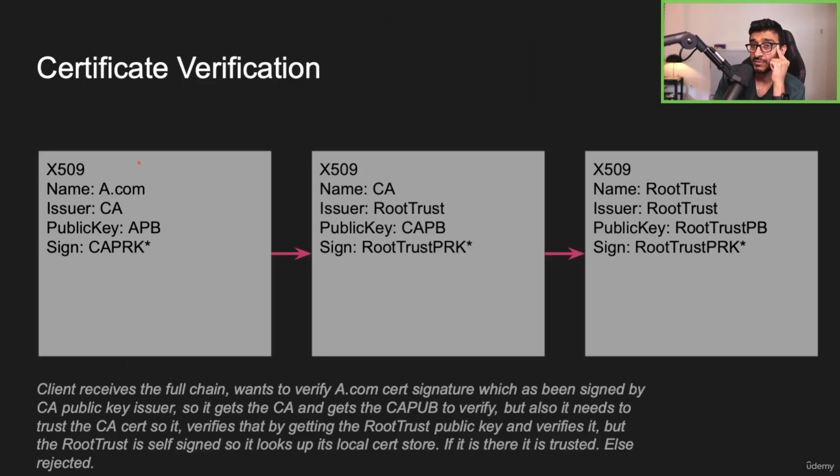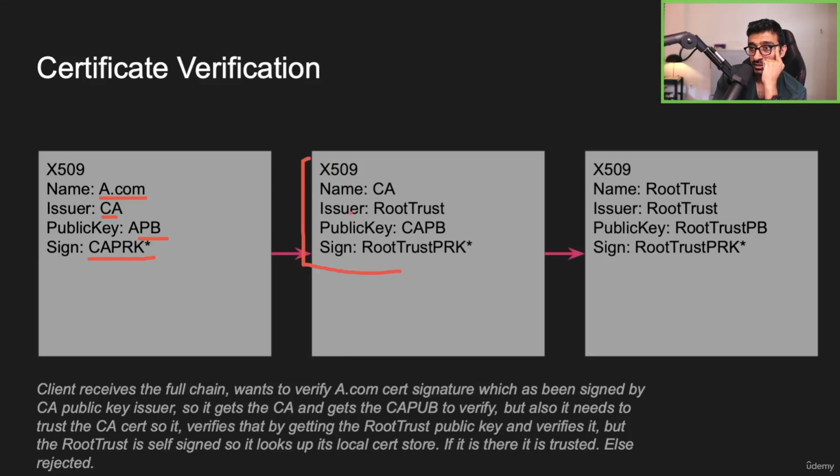Okay, here's the certificate verification. Whatever I just explained is all here, right? So here's A.com. The issuer is CA. The public key is A public key. And then this is the signature. It's signed by the CA private key, right? It's not the private key itself, but it's signed by this guy, right? So you look it up and you find this.